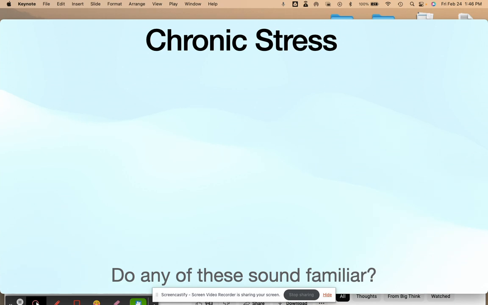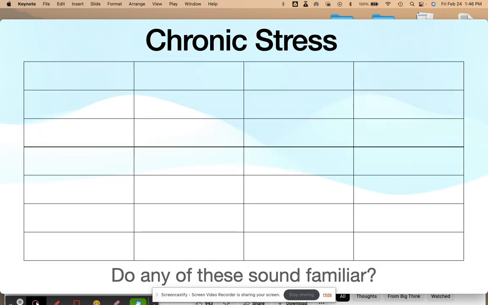Chronic stress can affect you physically, which can change your thought patterns. There's the mental part, which can then affect your emotions, which can then in turn affect your behaviors. Again, they're all interconnected. Let's take a look at a few symptoms found in each of these categories.